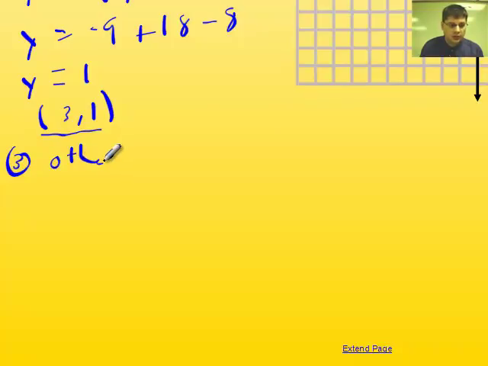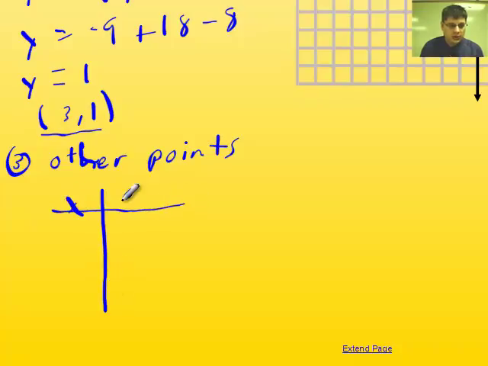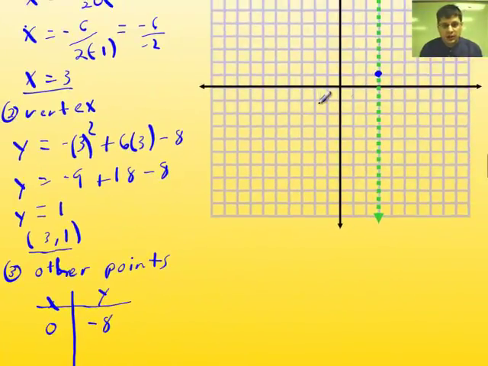we're going to get other points. And I'm going to build a table. So x and y. So when x is 0, y is -8. And again, we just get that from the equation. So there's really actually no calculation required for that. So I'll just go (0, -8). So 1, 2, 3, 4, 5, 6, 7, 8. And I'll pick that point.